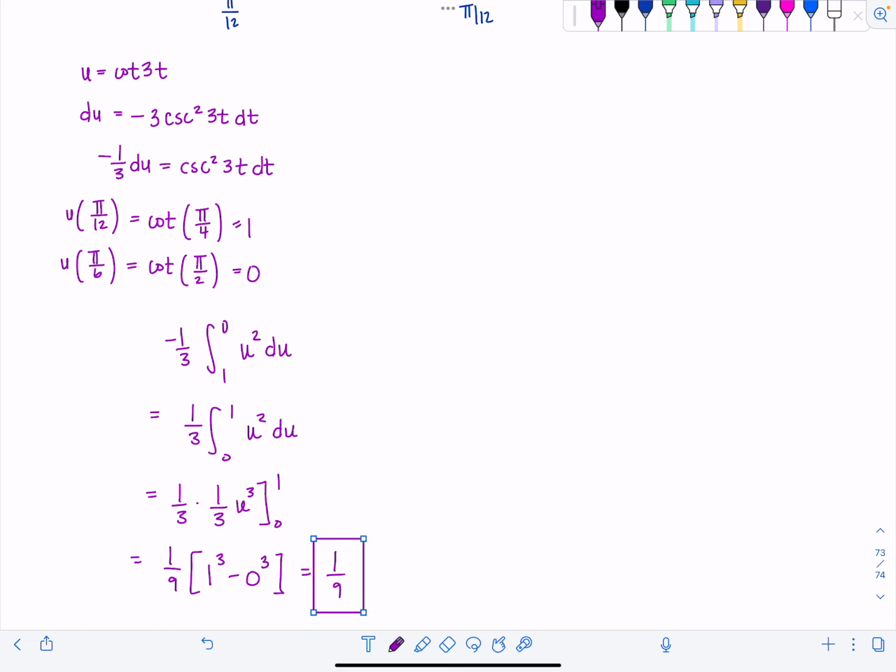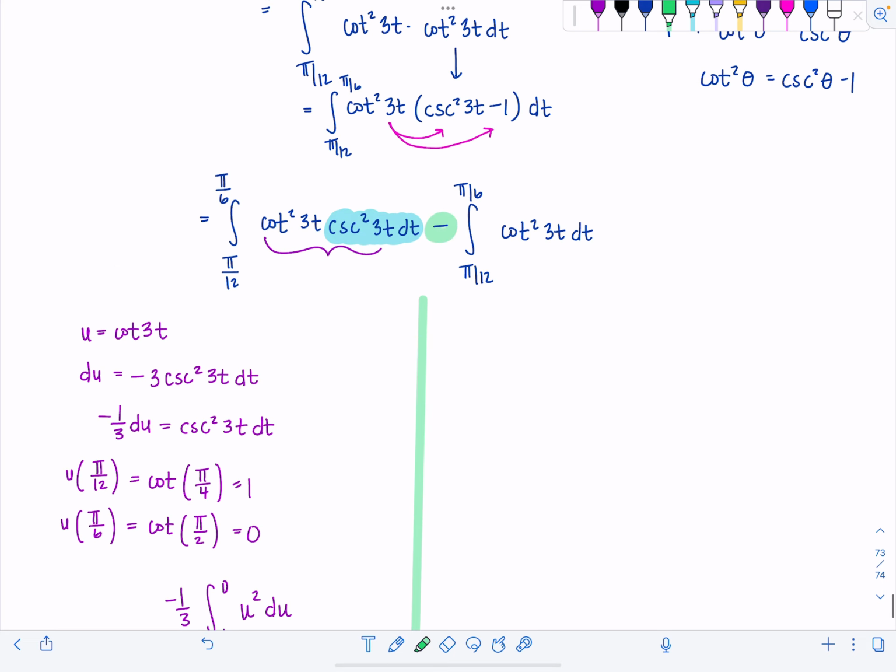Okay, let's save that 1/9, and then we still have a couple more terms to deal with. So I have minus this other integral. I'll just do it separately and then subtract at the end. So again, antiderivative of cotangent squared, I don't know it. But how about we go ahead, replace cotangent squared 3t with cosecant squared 3t minus 1. It'll work out so lovely. So we've got the integral from pi over 12 to pi over 6 of cosecant squared 3t minus 1 dt.